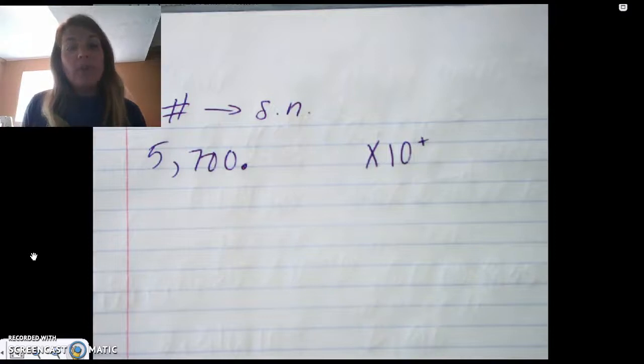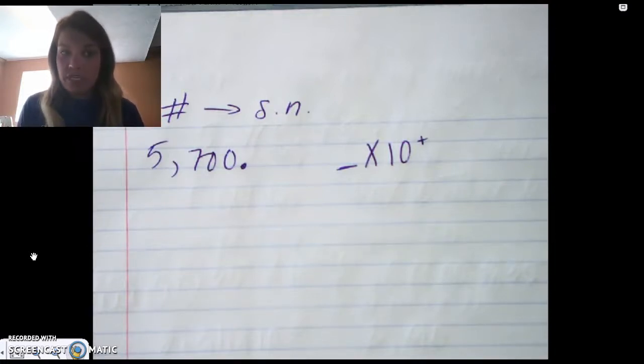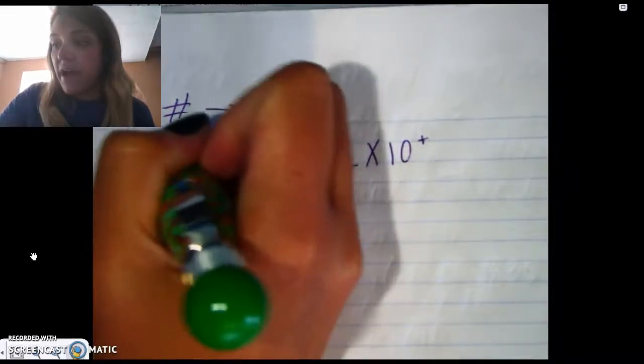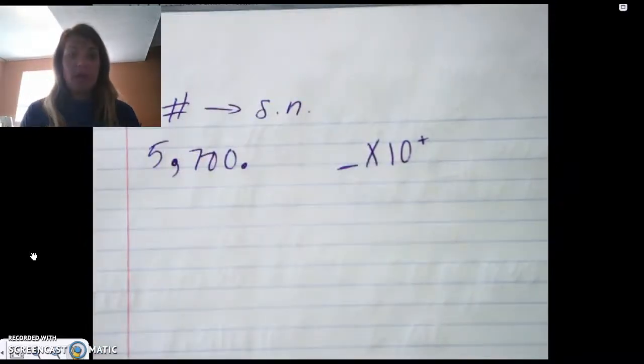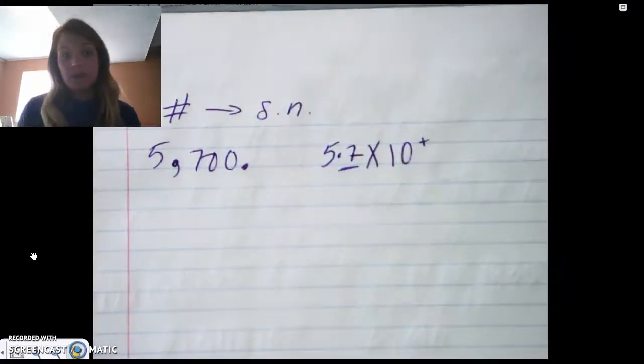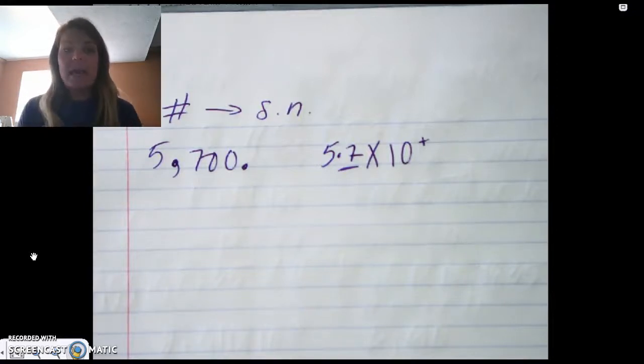Now, my coefficient, this guy out here, has to be between 1 and 9.99. Where do I have to move my decimal to get a number between 1 and 9.99? Hopefully you said between the 5 and the 7, okay? Because now my coefficient is going to be 5.7. Is that number between 1 and 9.99? The answer is yes. Then that means that that's going to be our coefficient, okay?